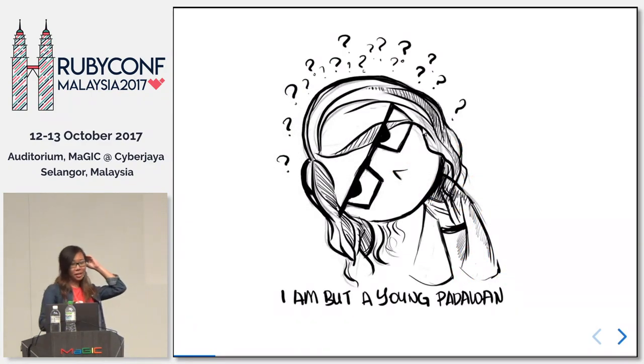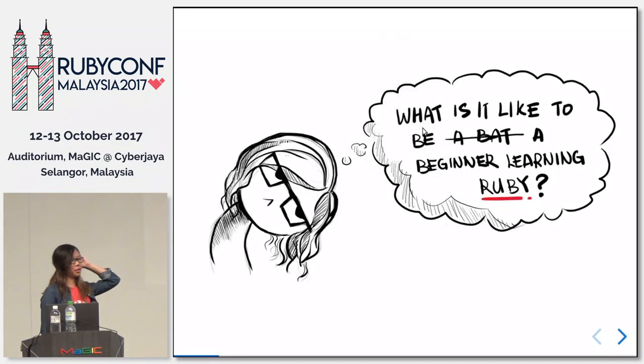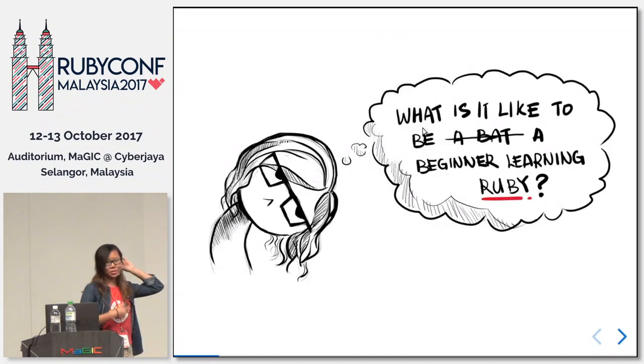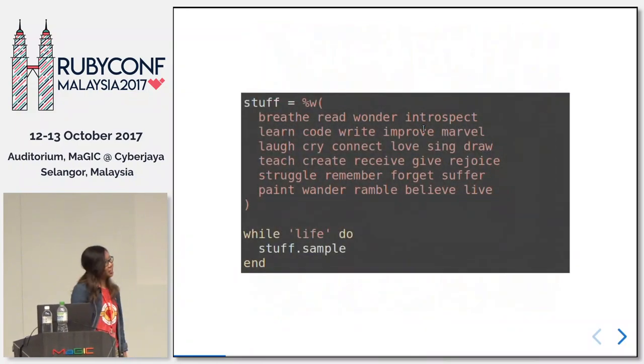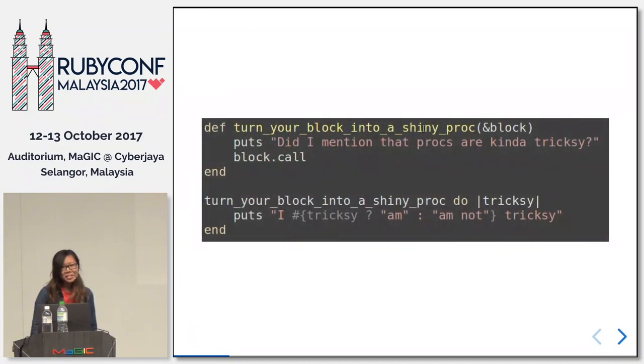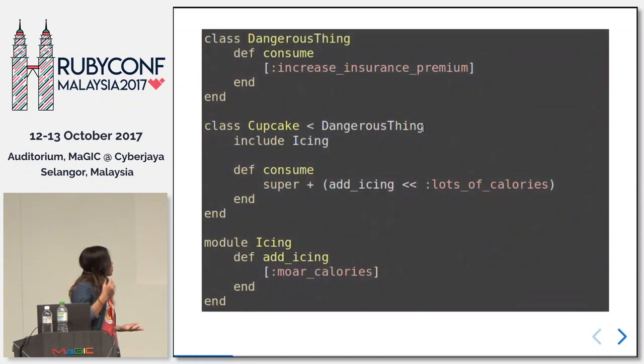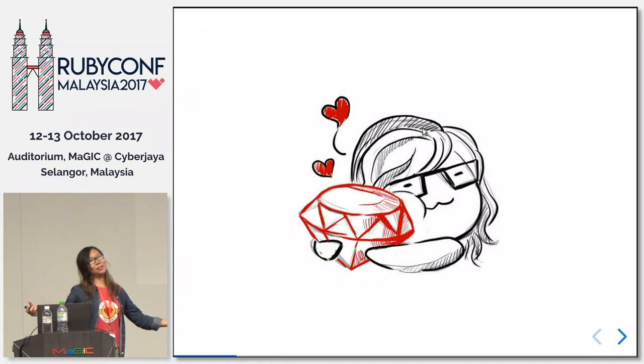So the question I have is, what is it like to be a beginner learning Ruby? I'll just give a brief outline of my personal experience. In the beginning, everything is great, right? The language is clean, clutter-free, expressive, sometimes even reads just like English. And blocks, procs, enumerators, lambdas are slightly strange, but you get the hang of it after a while. The mechanics of the basic object-oriented paradigm aren't too hard to pick up, and pretty soon, you're writing your own classes, subclassing them, mixing in modules. And so, you are in love.